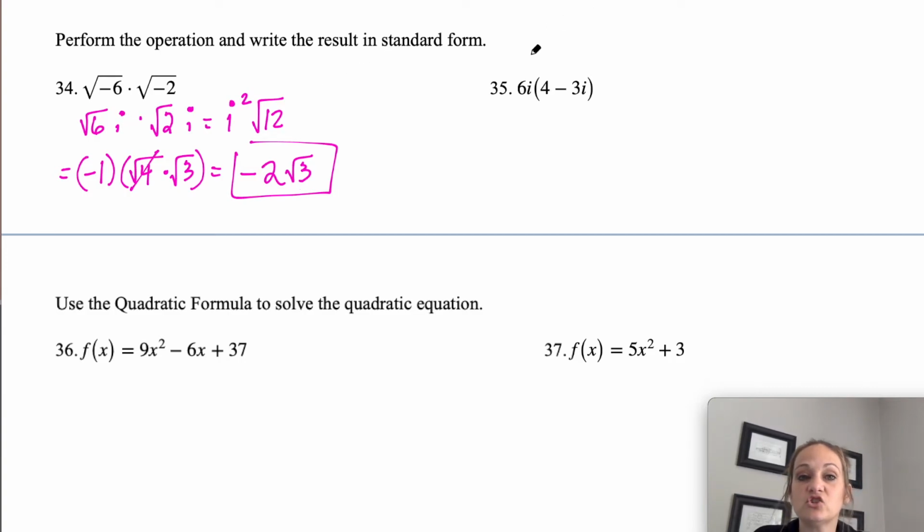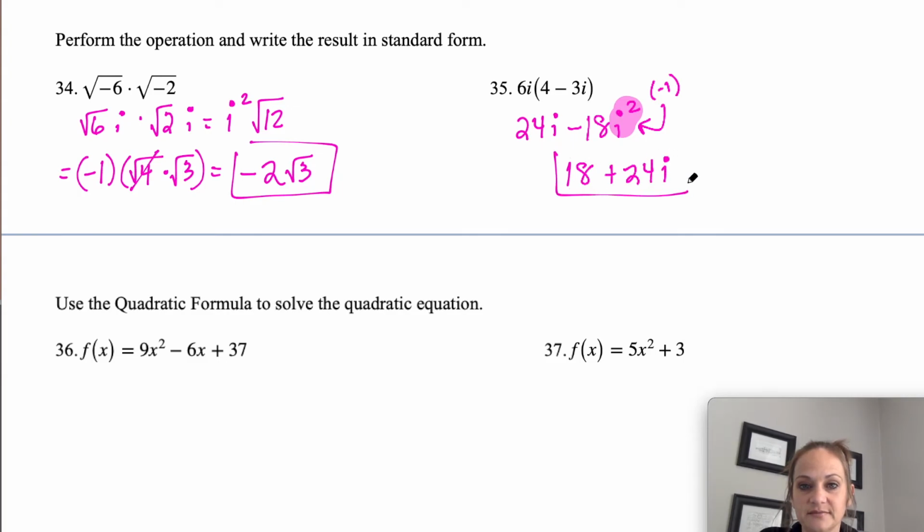In this case, you're going to distribute. 6i times 4 is 24i, and then 6 times 3 is 18i squared. Now, don't forget, i squared is the number -1. So -18 times a -1 is going to give me a positive 18, and then I have 24i as my answer.